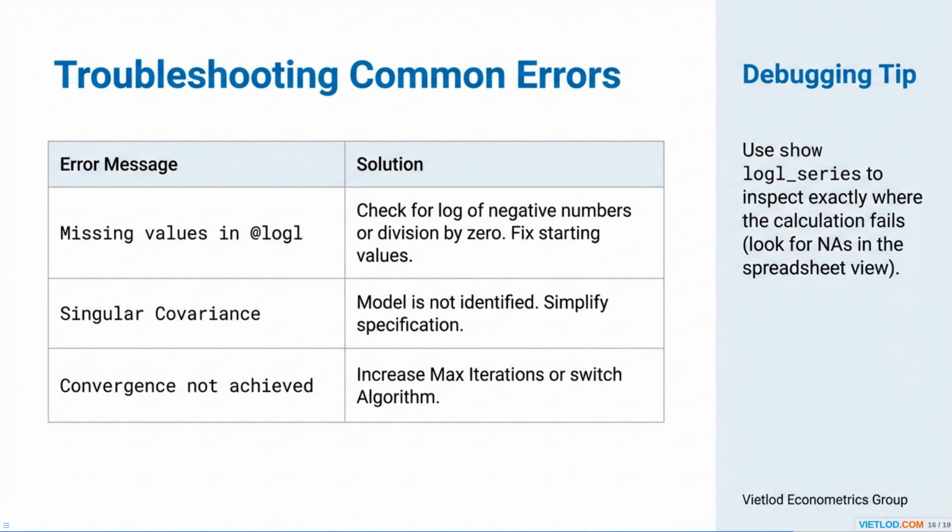The output shows the gradients for C1 through C4 are all extremely small numbers, on the order of 10 to the power of -6 or 10 to the power of -7. This is effectively 0, confirming that the algorithm successfully found a peak and the optimization was successful.